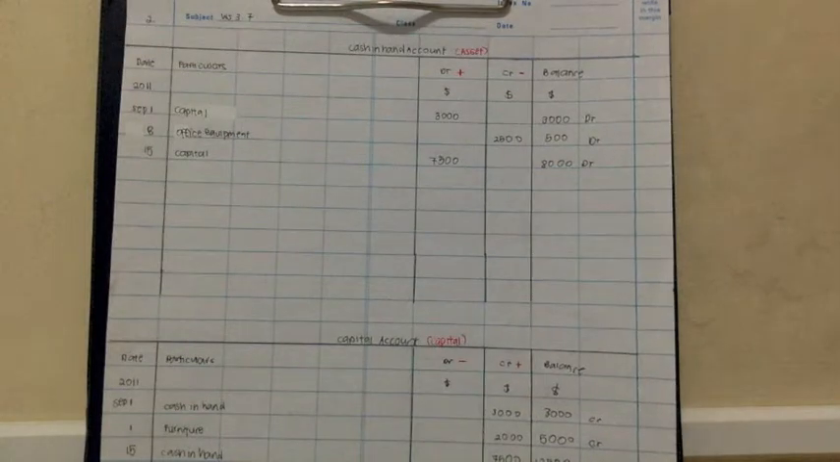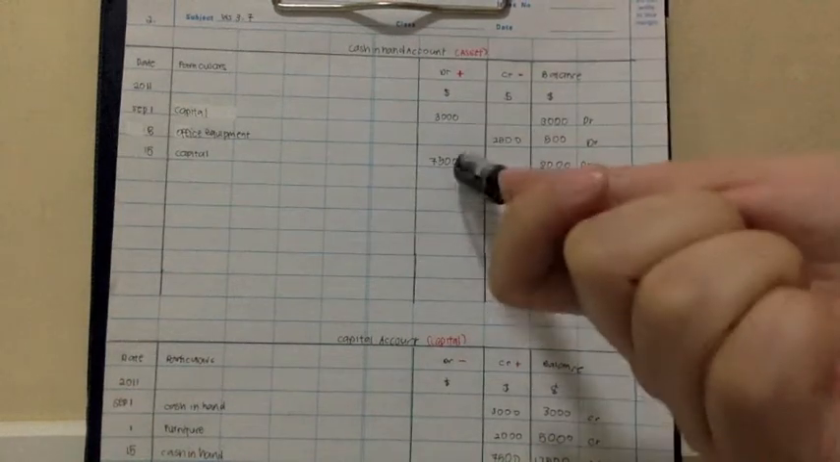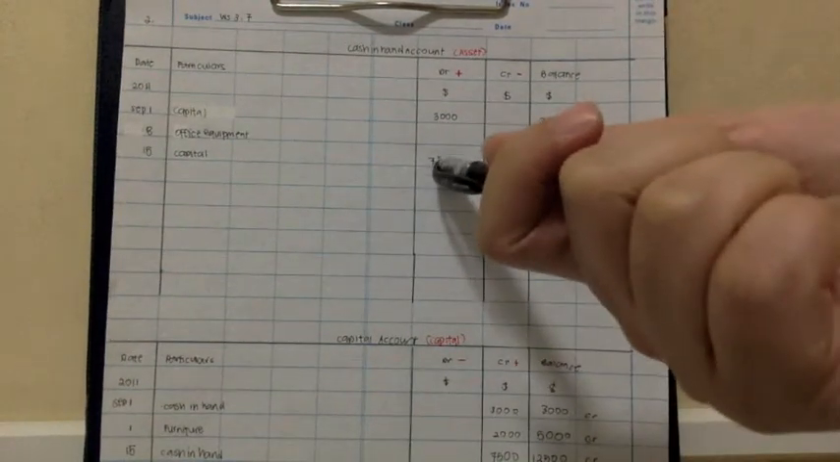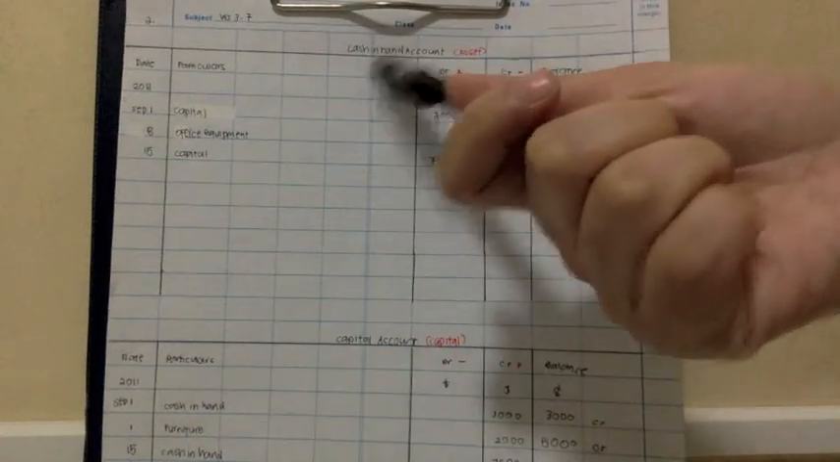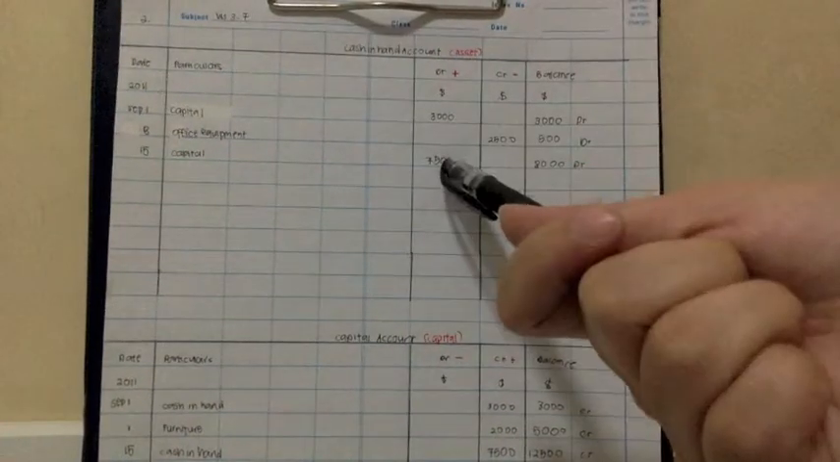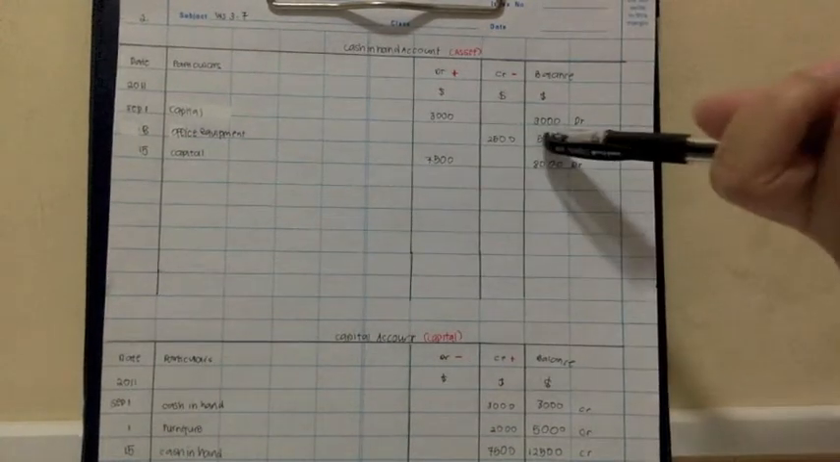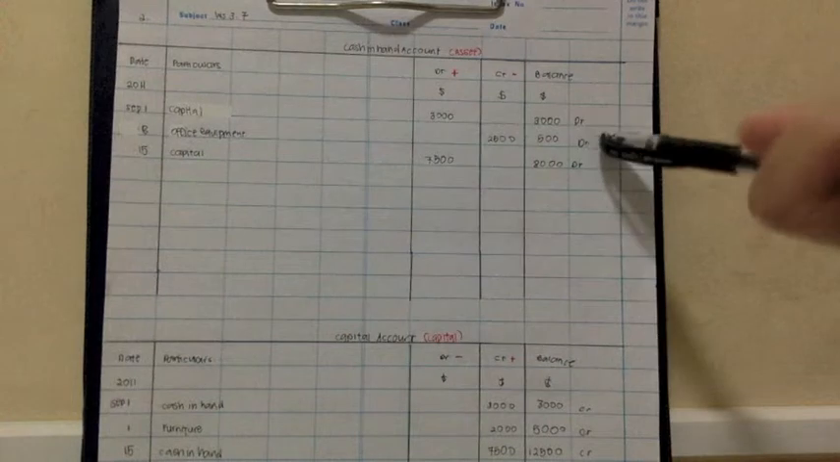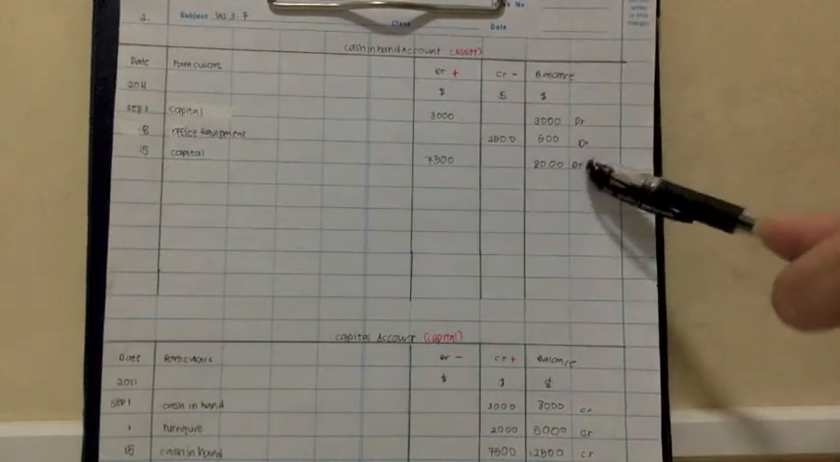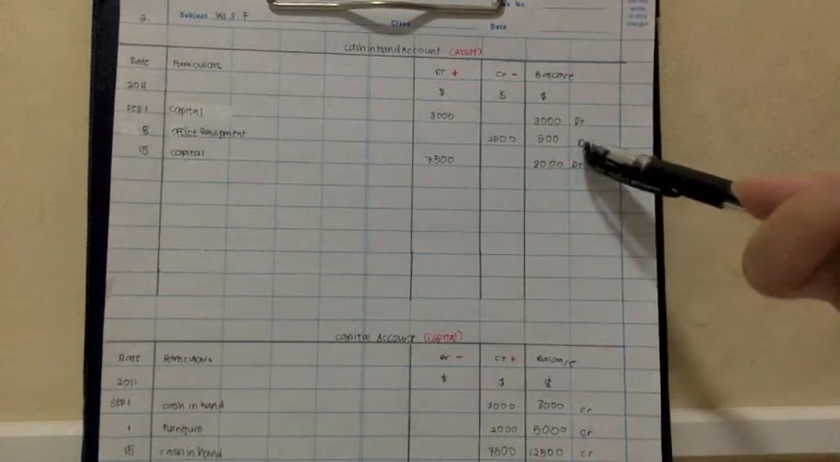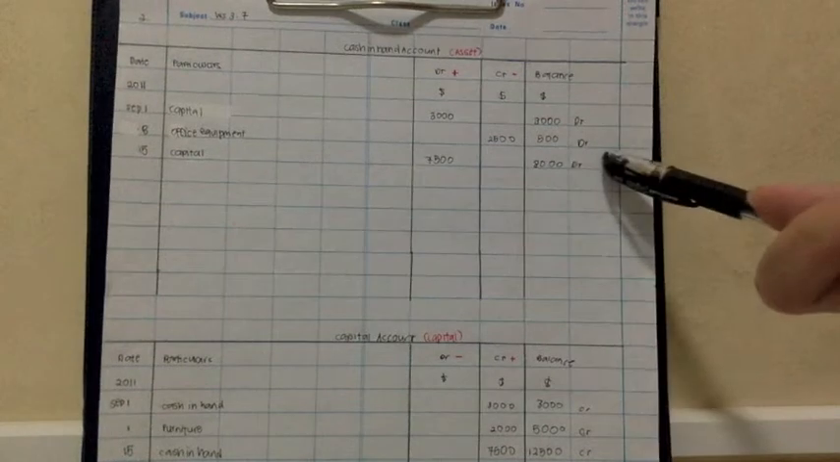Now on 15th September, the cash in hand actually increases by 7,500 because the owner contributed 7,500. So debit cash in hand 7,500, and the balance is actually 500 debit, 500 positive. You add another 7,500 will give you 8,000 positive. So 8,000 positive in cash in hand means 8,000 debit.